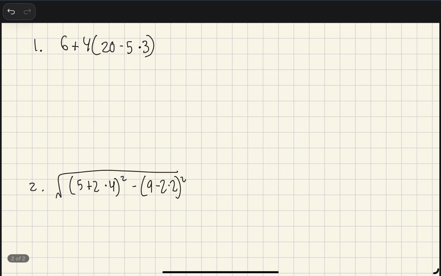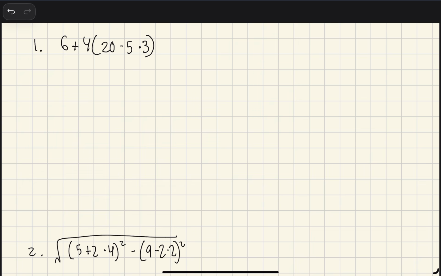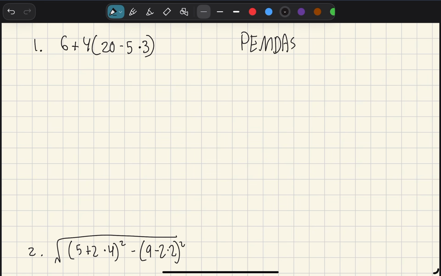So I have some problems here. Let me scoot this down just a little bit. Let's start with the first problem that we have right here. We have 6 plus 4 parentheses 20 minus 5 times 3, and then close parentheses. So according to PEMDAS, we start with the letter P, which is parentheses. Look in here. We have a pair of parentheses. Awesome.